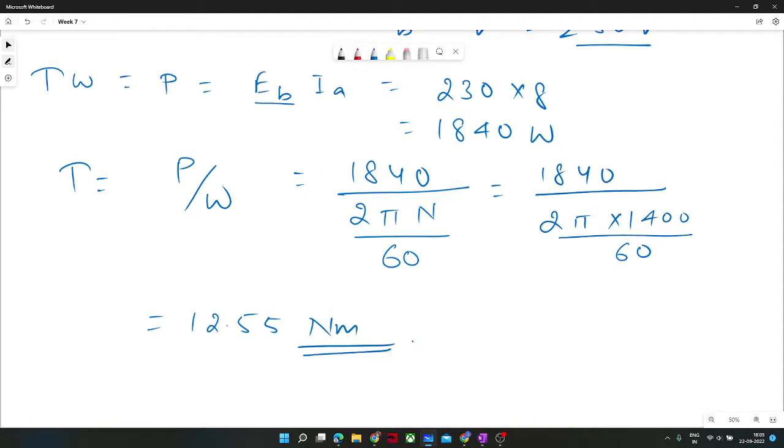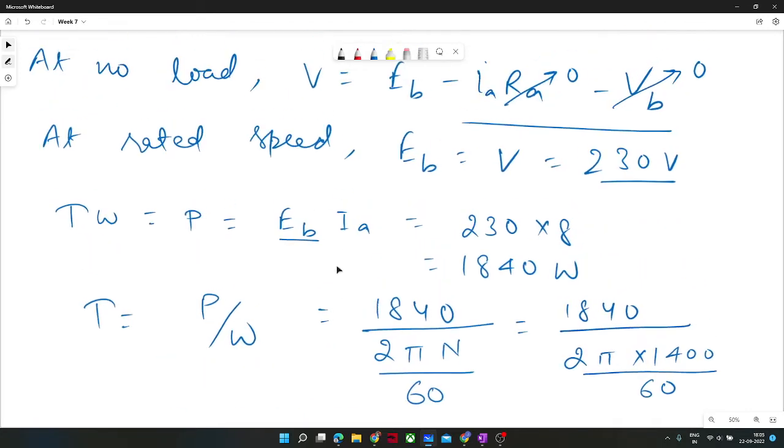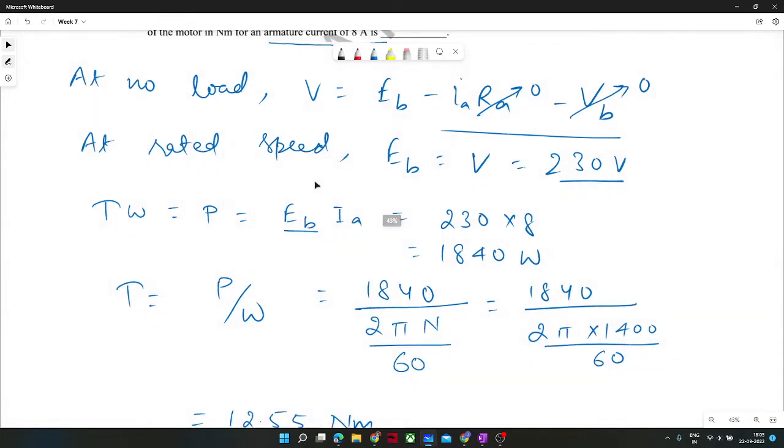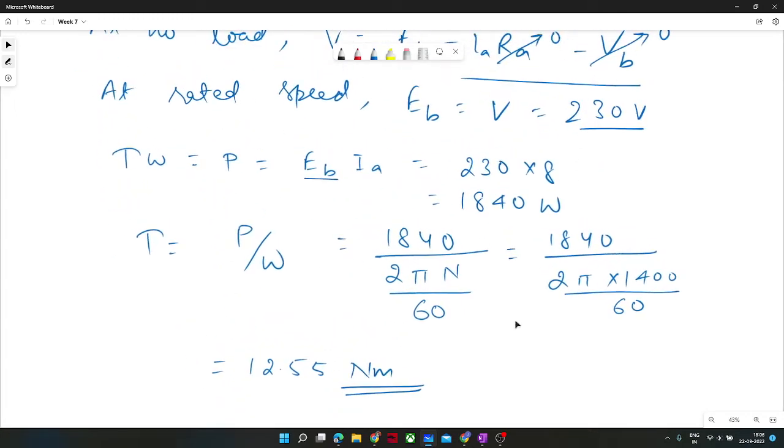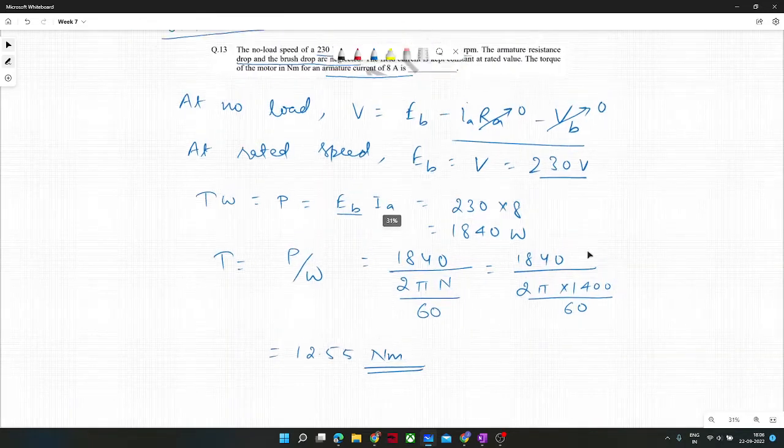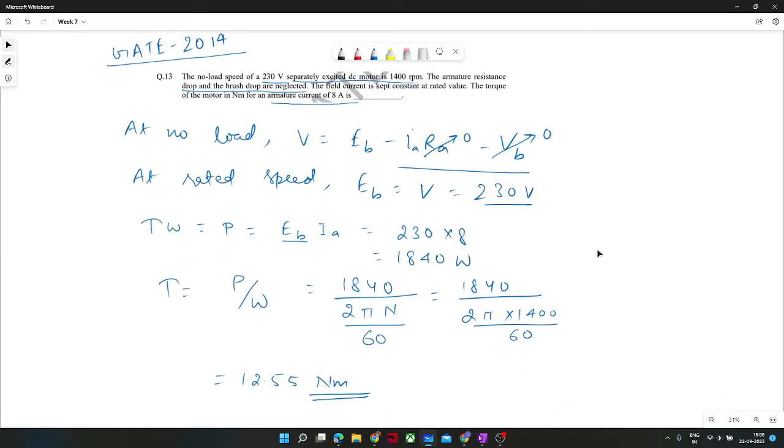So this was a very simple problem, but a bit conceptual at the same time, like how you would handle it when armature resistance is neglected. In that case, you should relate whatever data are given there. So this was all about this problem. Any confusion or doubt in this problem, you can ask.